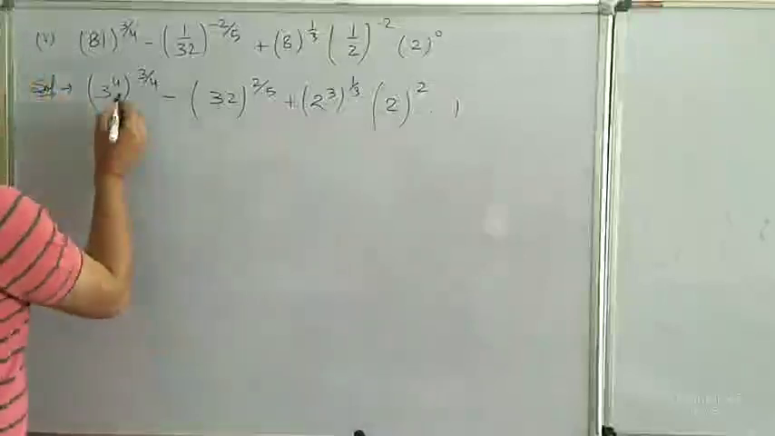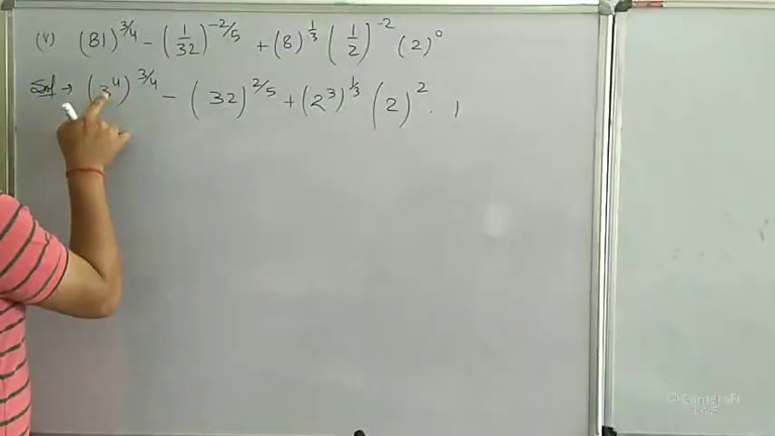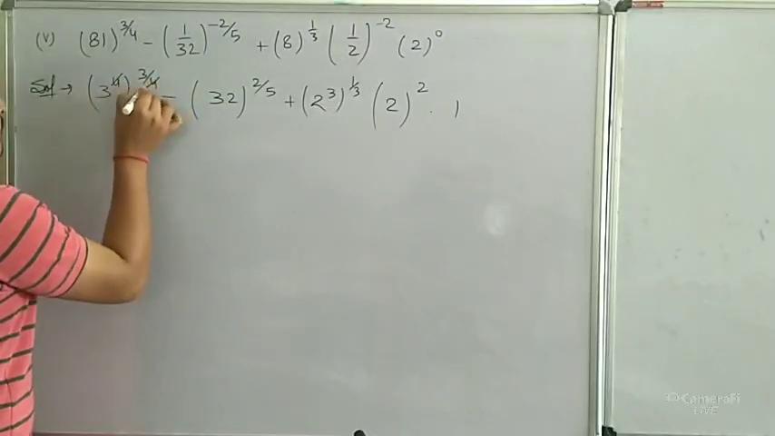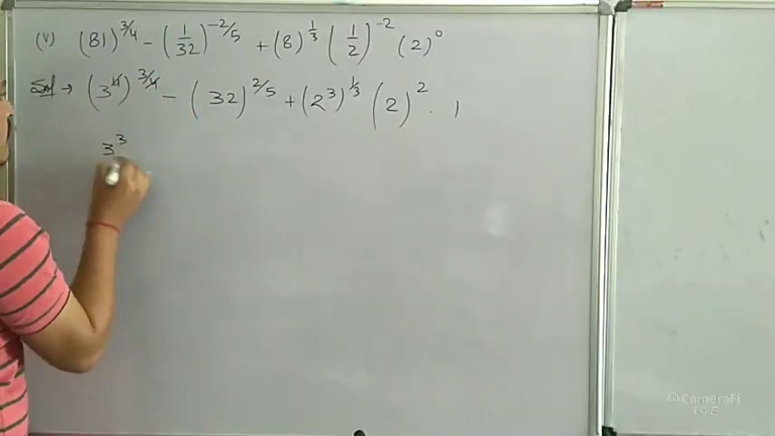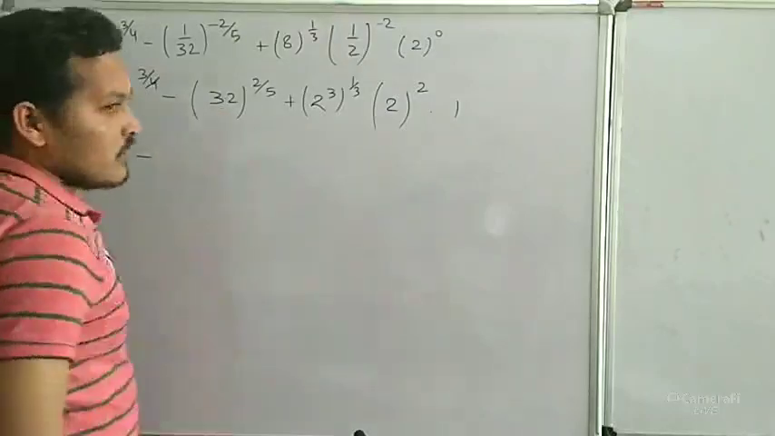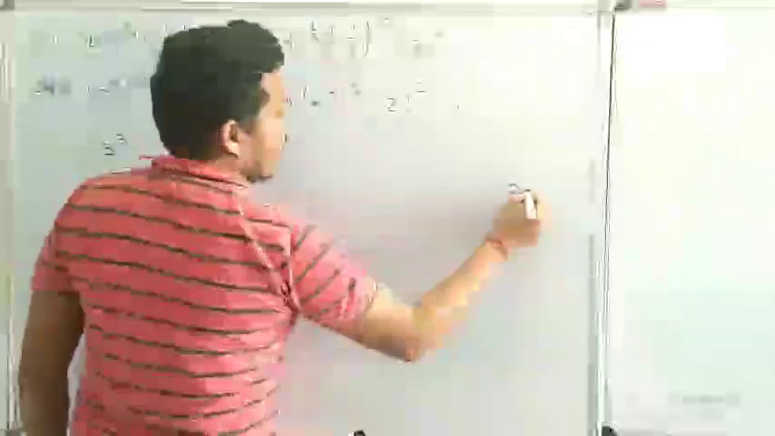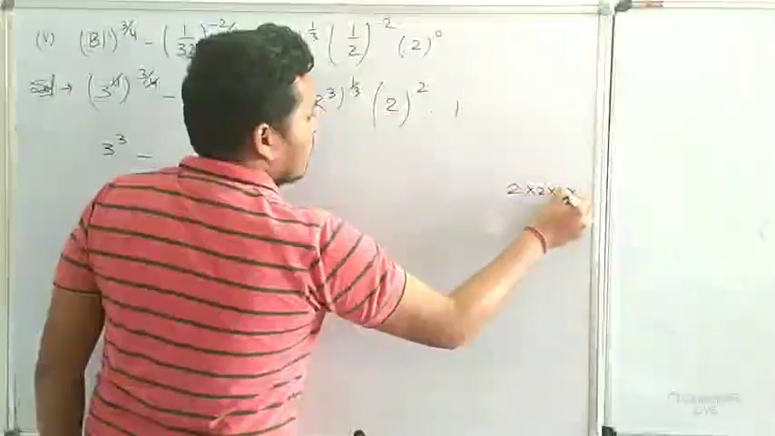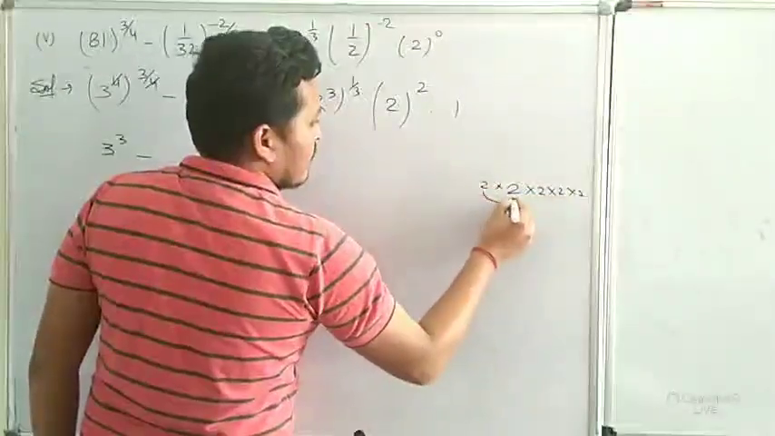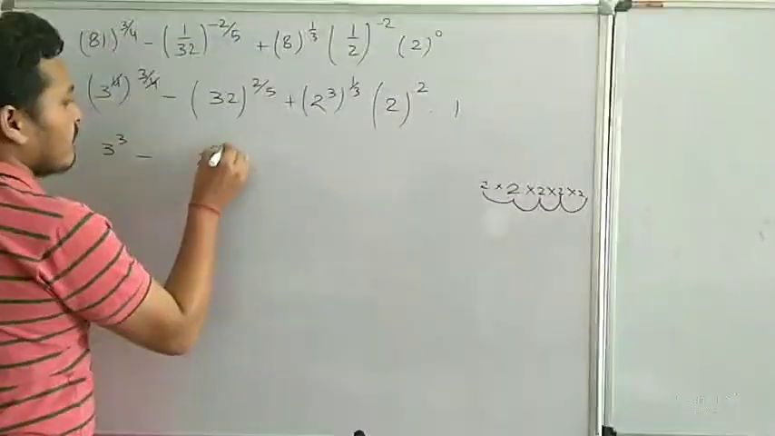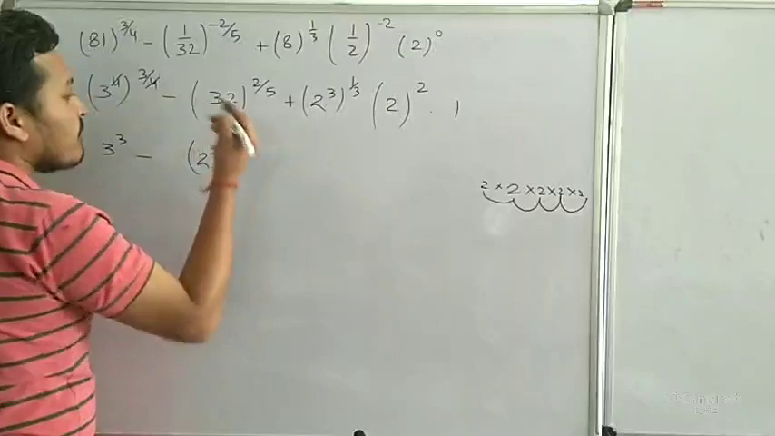Okay. Next, we have 3 to the power 4 whole to the power 3 by 4. So then they will multiply to each other. So then 3 to the power 3, minus 32. Write the 32 in the simplest form. So how can we write 32 into the simplest form? 2 to the power... 2 is 1, 2, 3, 4 and 5. So 2 to the 4, to the 8, to the 16, to the 32. So 2 to the power 5 and whole to the power 2 by 5.